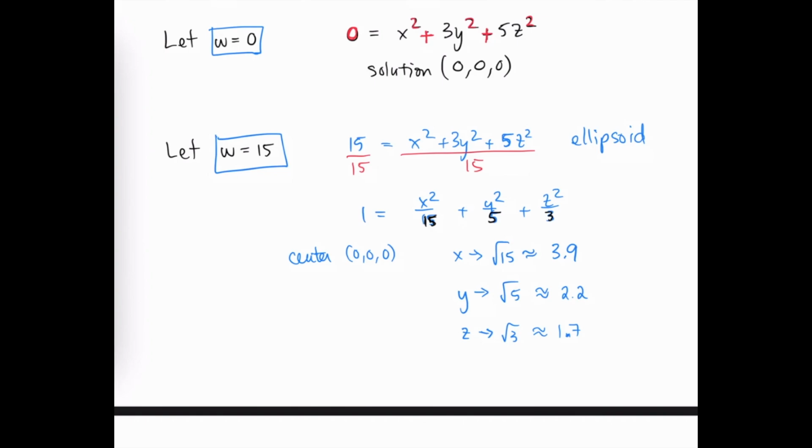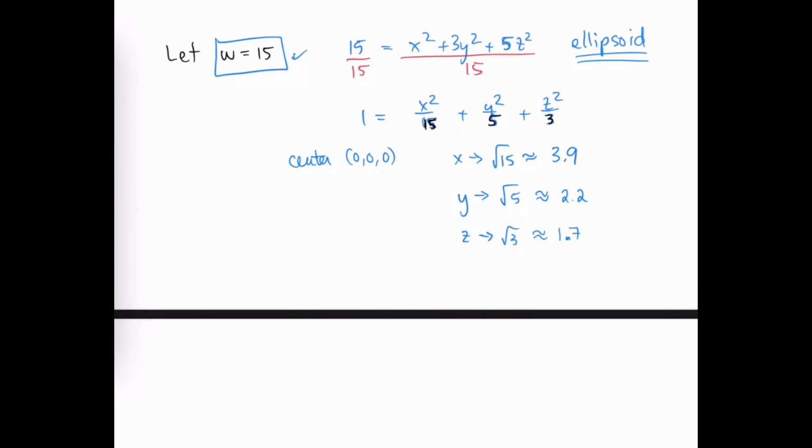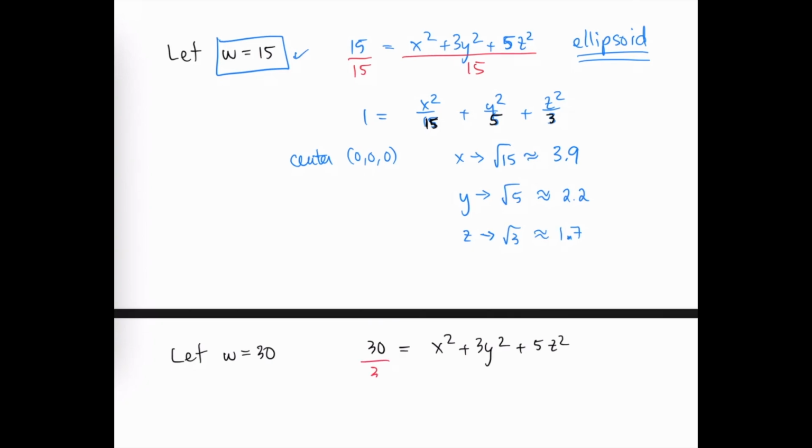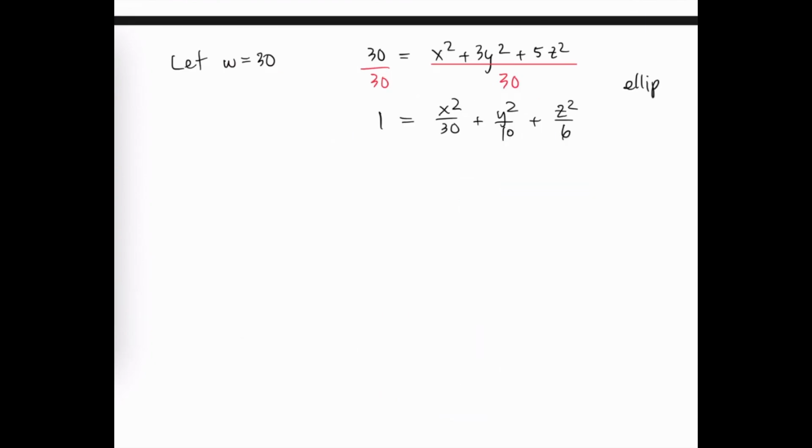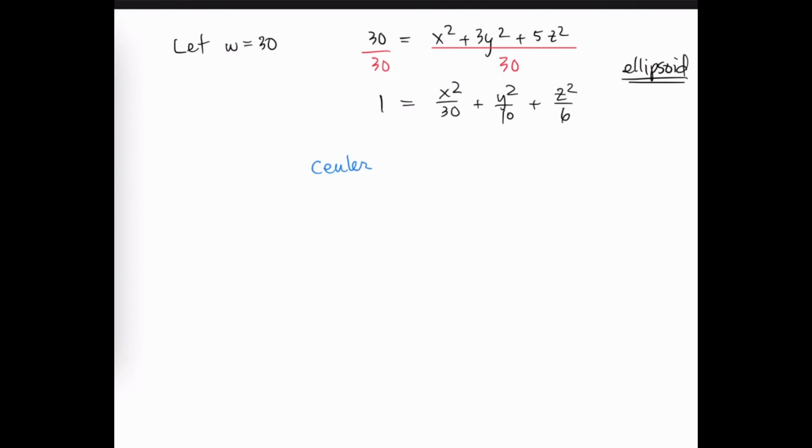Now, before we actually go to graphing the level surfaces, the first one that we saw is just a point, the second one that we saw is going to be an ellipsoid. Let's grab one more range element just to get three different level surfaces. Let's grab one more that is divisible by 3 and 5. This time let's let the range element be equal to 30. We'll divide both sides by 30 to get the equation into the graphing form. So we'll have here 1 is equal to x squared over 30 plus y squared over 10 plus z squared over 6. And again, we're going to have an ellipsoid with the center at the origin.